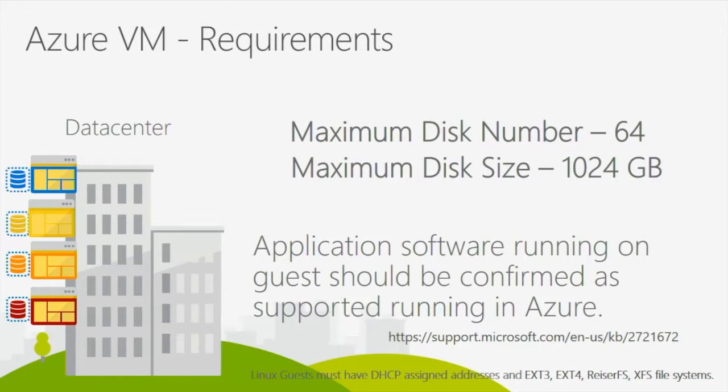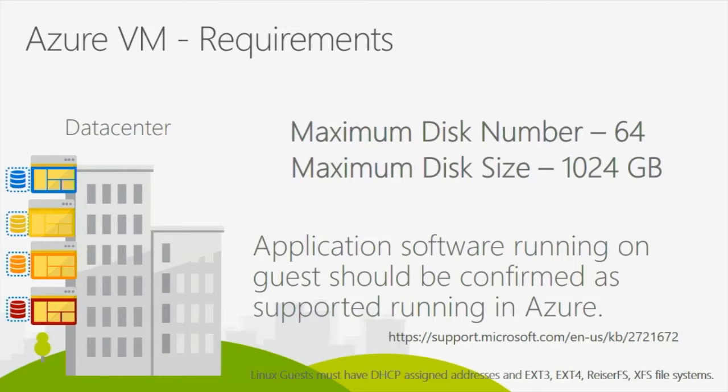Now, we also have some Azure requirements that we need to be aware of. In Azure, the largest virtual machine we can deploy can have 64 data disks attached to it. So if we've got an on-premises virtual machine with more than 64 data disks attached, we can't replicate that up to Azure. There's simply not a virtual machine big enough to be able to attach those disks to.